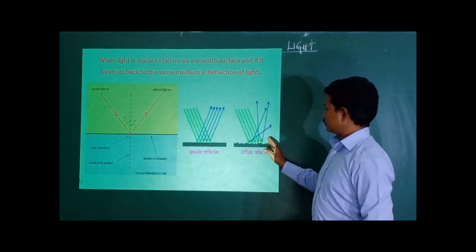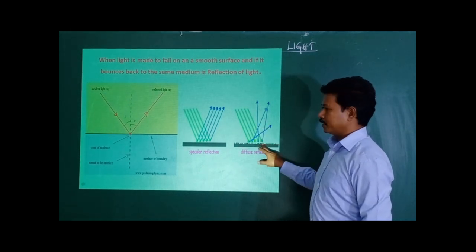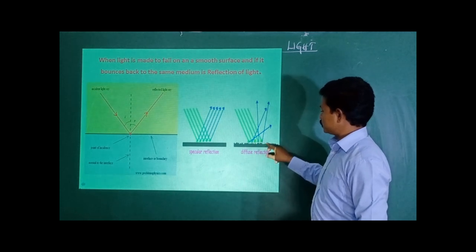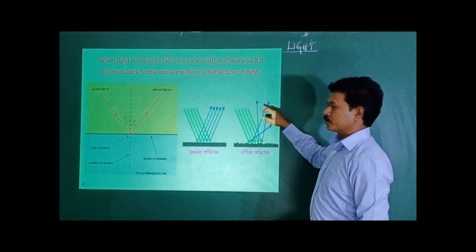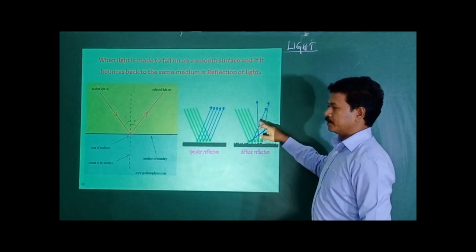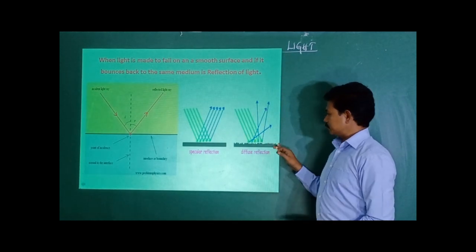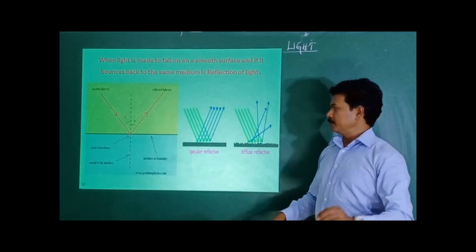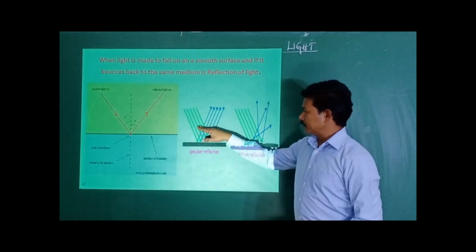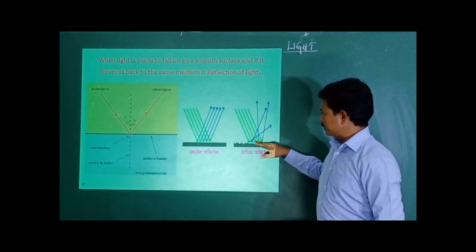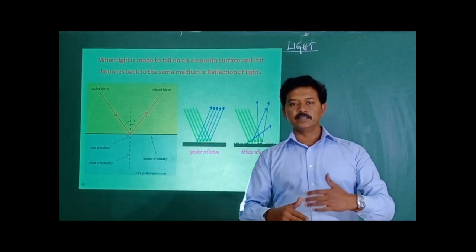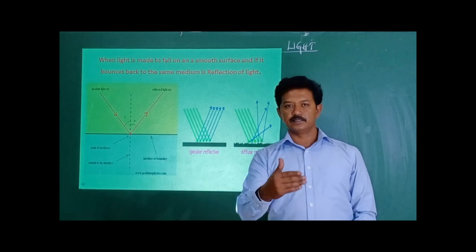Here, a beam of light rays, which are parallel to each other, is falling on the surface. And after reflection, the light rays have been distorted, in the sense that they are moving away in all different possible directions, because the surface of this material is not smooth. So when light falls on a smooth surface, regular reflection happens, and when light falls on a rough surface, irregular reflection happens. Regarding reflection, we will study more in this chapter in the coming days.